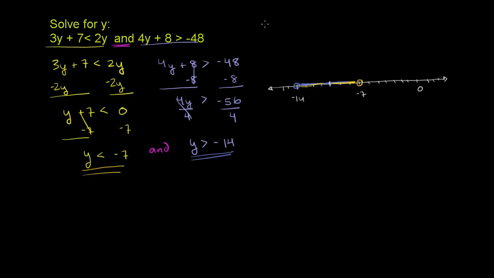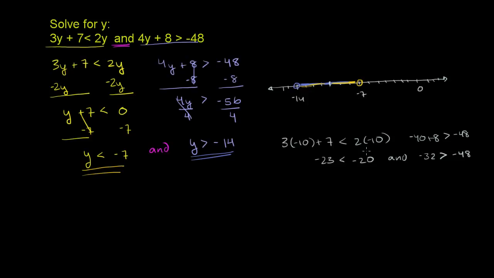So we'd have 3 times negative 10 plus 7 should be less than 2 times negative 10. So this is negative 30 plus 7 is negative 23, which is indeed less than negative 20. So that works. And negative 10 has to work for this one as well. So you have 4 times negative 10, which is negative 40, plus 8. Negative 40 plus 8 should be greater than negative 48. Well, negative 40 plus 8 is negative 32. We're going 8 in the positive direction, so we're getting less negative. And negative 32 is greater than negative 48. It's less negative. So this works.